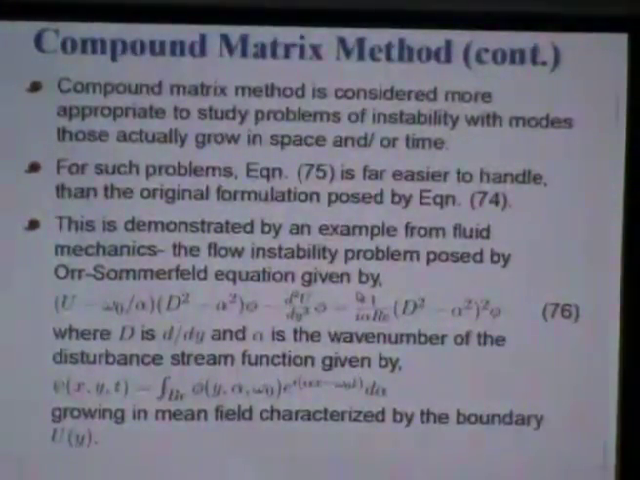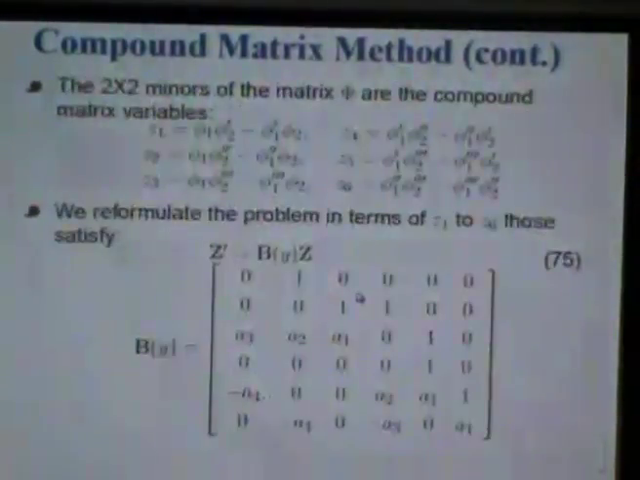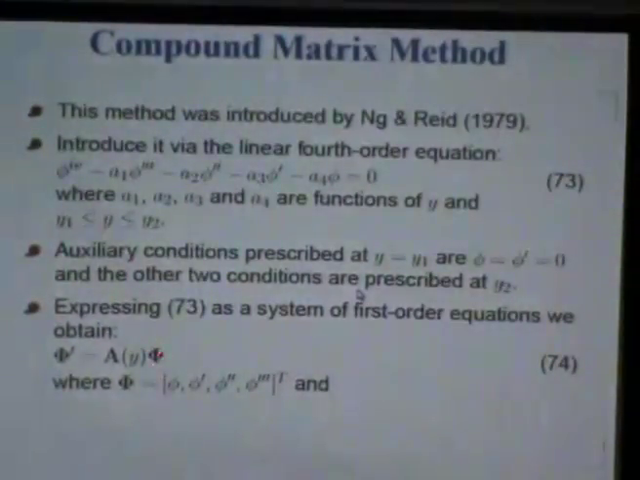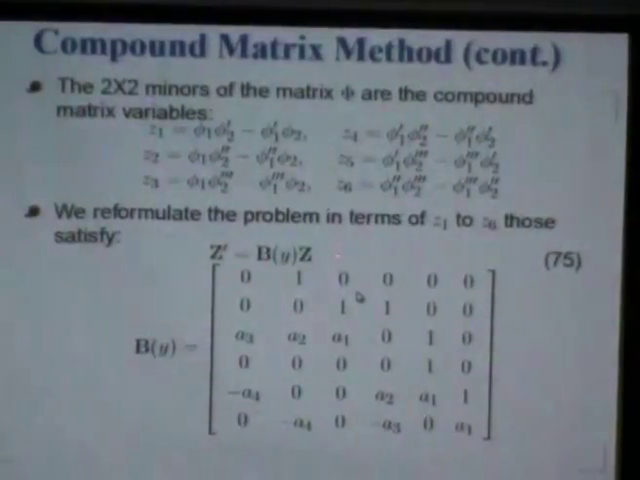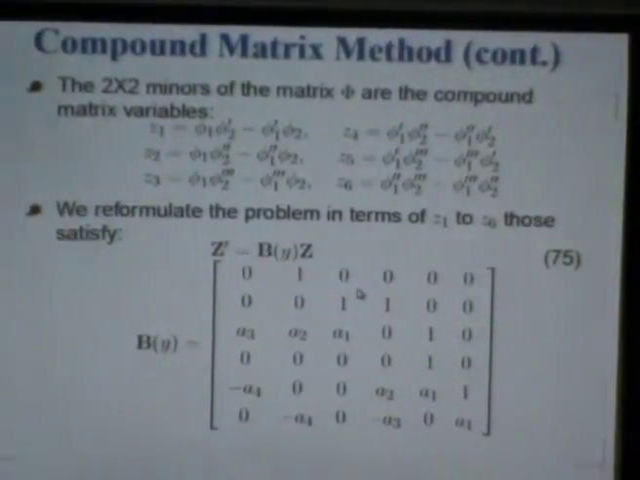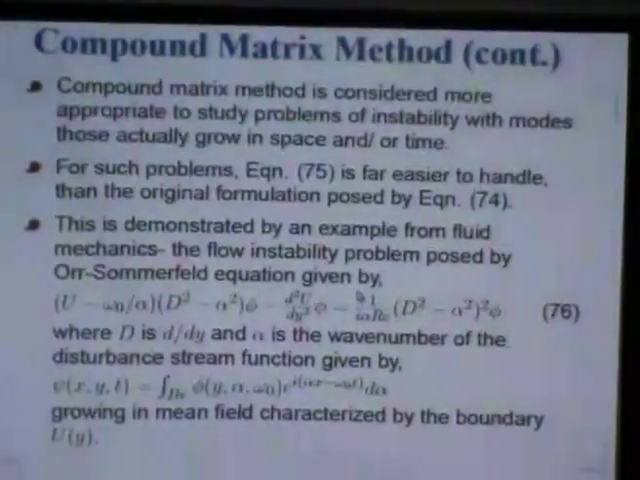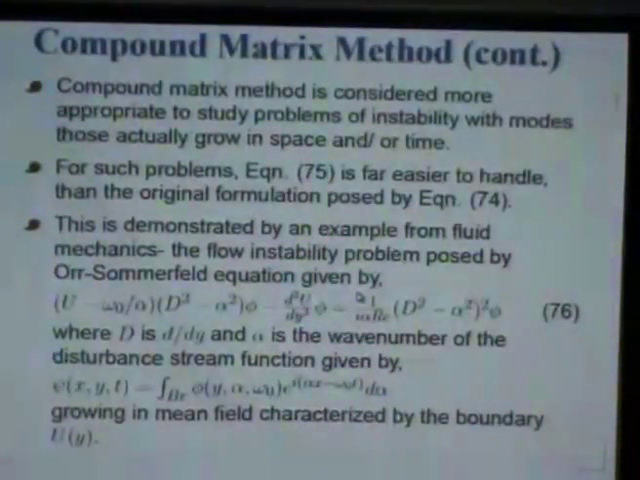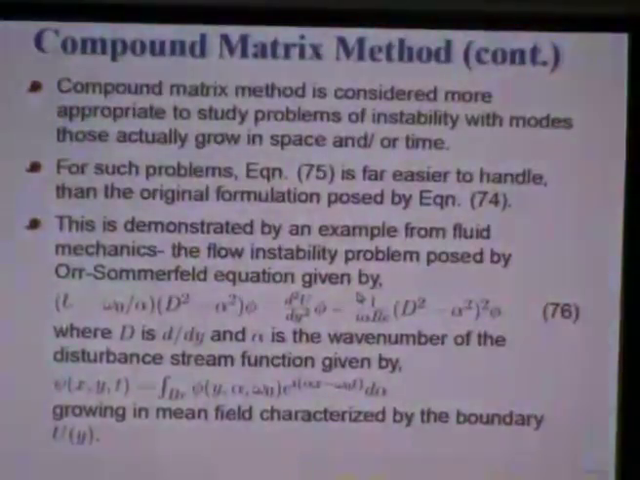So, what happens is for such a system, instead of working on the original problem phi prime equal to A phi, if we solve instead this altered system, the compound matrix variable system, that is much easier. So, let me just demonstrate this by an example from a fluid mechanics flow instability problem.